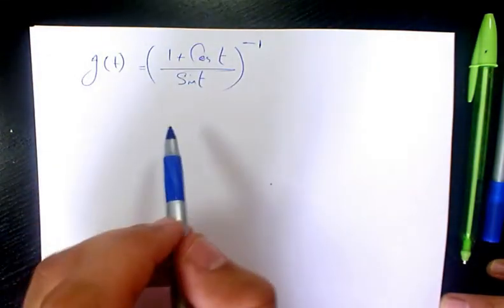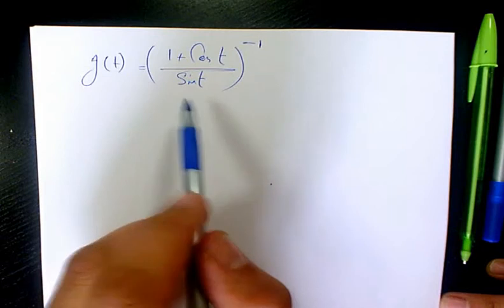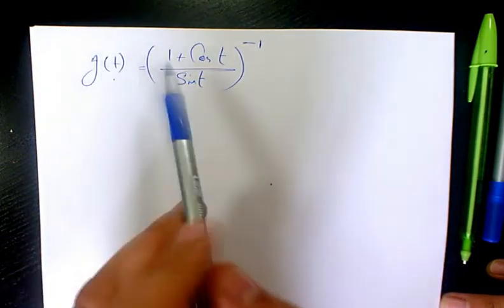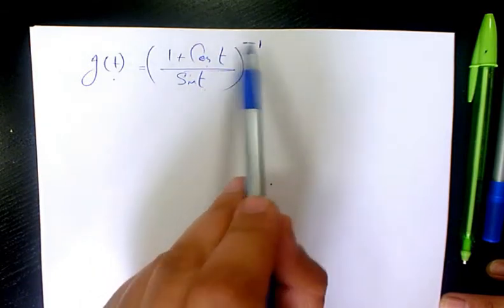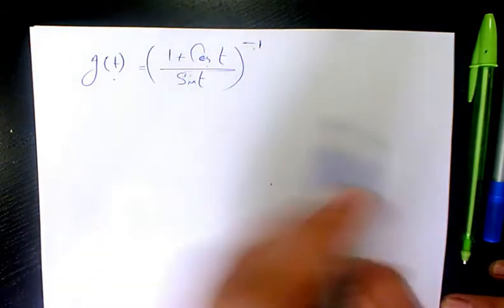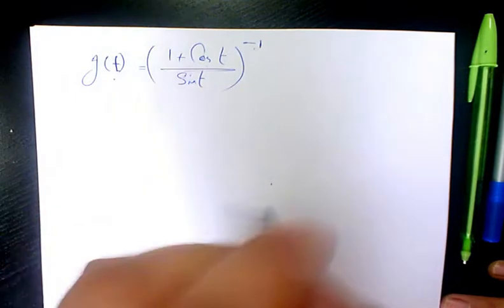Welcome to another video. In this video I want to show you how to find the derivative of g of t equals (1 plus cosine t over sine t) to the power of negative 1. I'm going to show you how to find the derivative in two different ways.